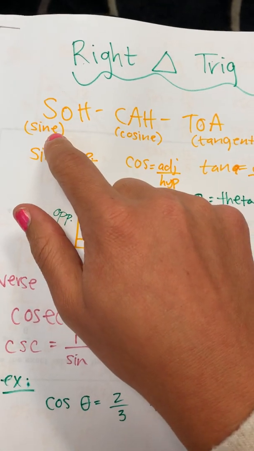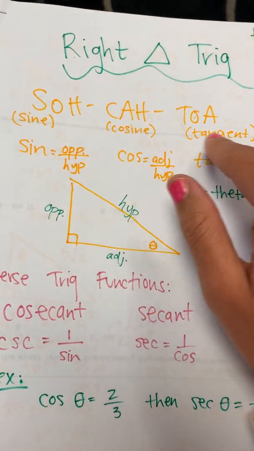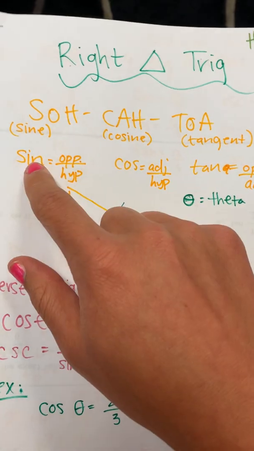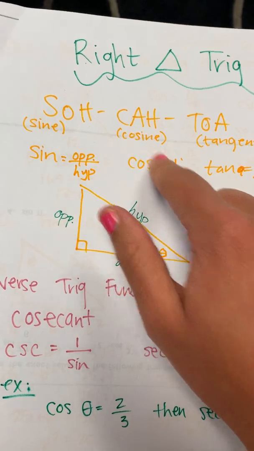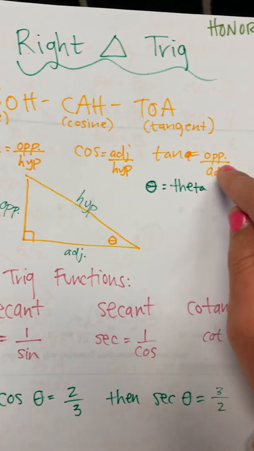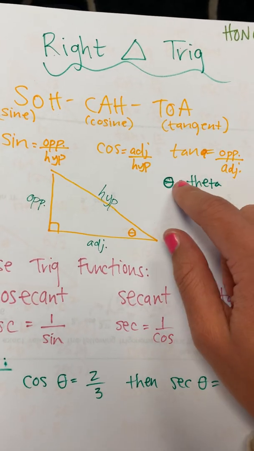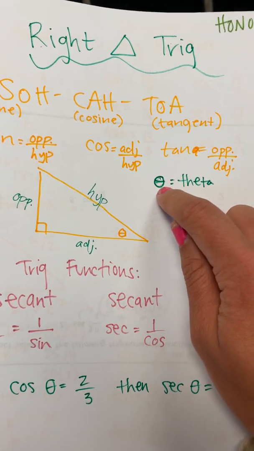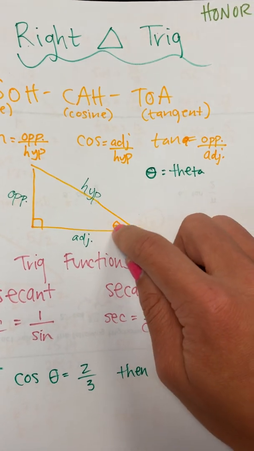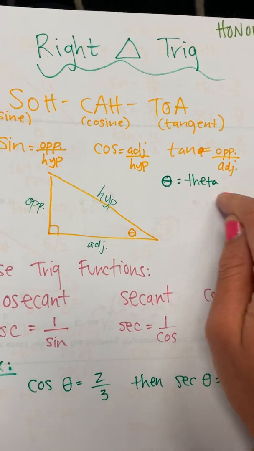So sine is one of them, cosine is a trig function, and so is tangent. Sine is equal to the opposite over the hypotenuse, cosine is equal to adjacent over the hypotenuse, and tangent is equal to the opposite over the adjacent. And usually it's referring to an angle, and usually the angles are denoted by this little circle with a line through it that is called theta.